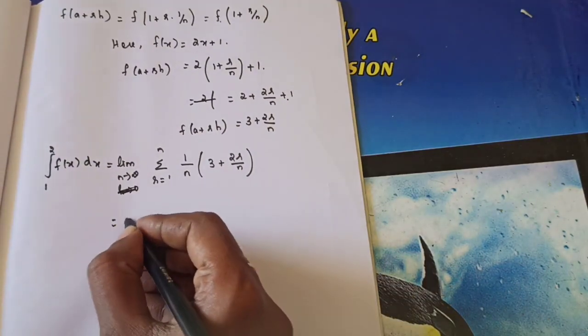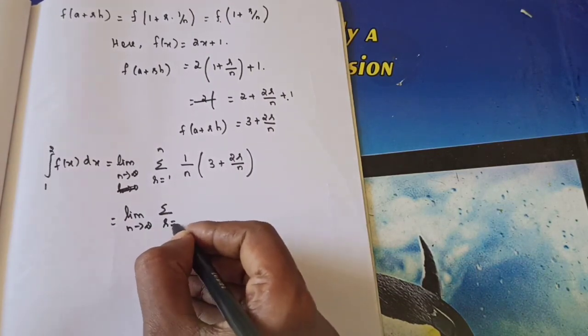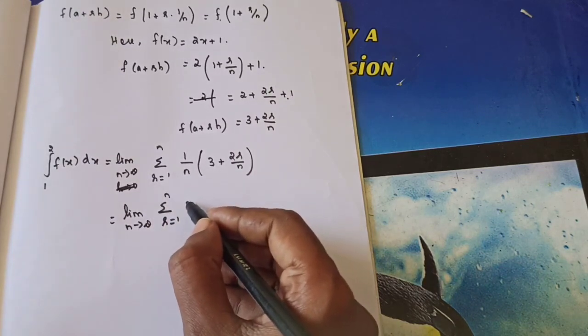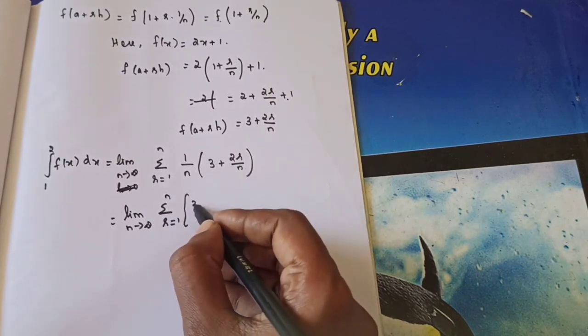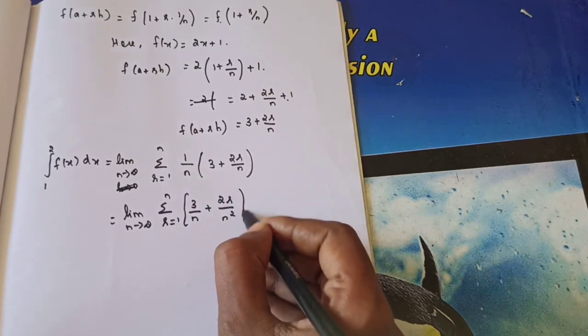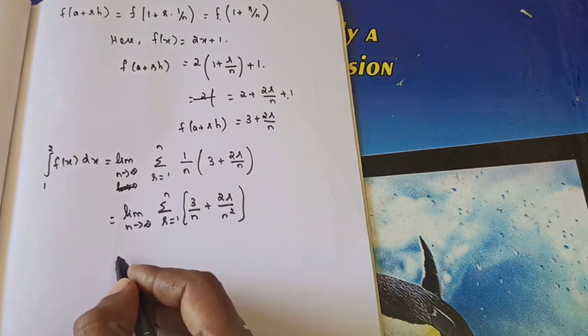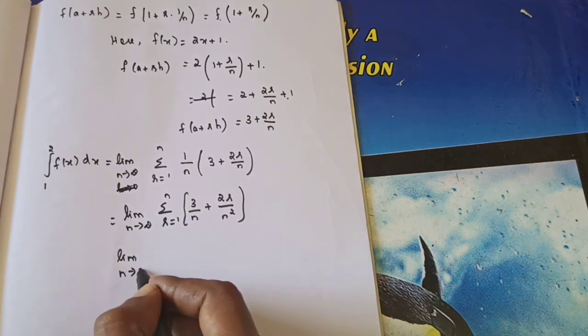So that's equal to limit n tends to infinity, summation r equal to 1 to n, multiply inside. So what will happen? 3 into 1 by n is 3 by n, plus 2r by n square. Okay, so I have multiplied this 1 by n inside. See here, you can take all the common terms outside, and apply the summation only for r, etc. So what will happen? Limit n tends to infinity.